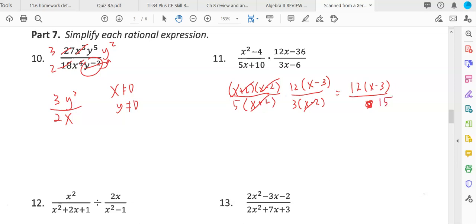Oh, that does cancel. I didn't see the 3. That's really 4, isn't it? Right, so this is going to be 4 over 5. So I get 4 times x minus 3 over 5. If they wanted restrictions for the variables, you'd say x can't be -2 and x can't be 2.